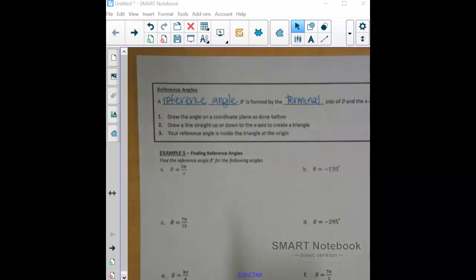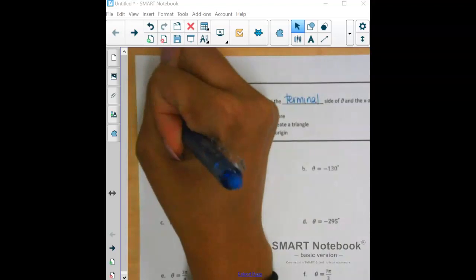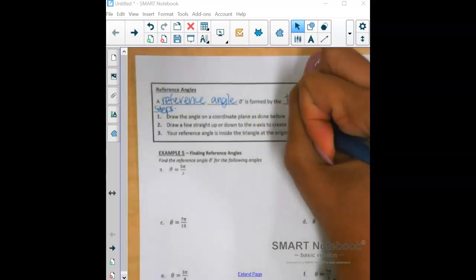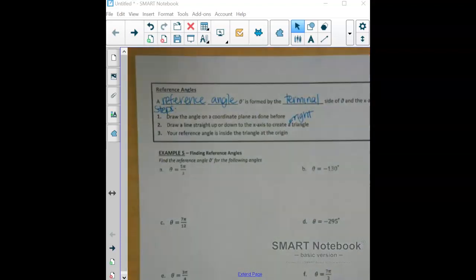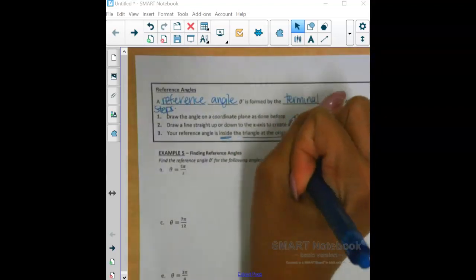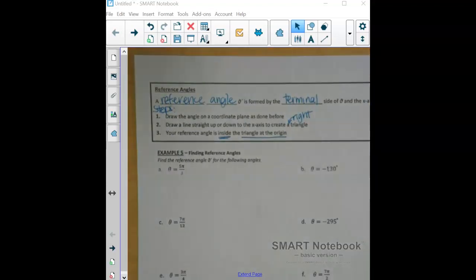So what we're going to do is figure out from the items below what your reference angles are. I want you to know a couple things before I actually do this. These numbers 1, 2, and 3 are your steps. The first thing you're going to do is draw out where your angle is on the coordinate plane, as you've done before. The next thing you're going to do is draw a straight line up or down to the x-axis to create a right triangle. And then the last thing is to notice that your reference angle will be on the inside of your triangle at the origin. So closest to the origin is where your reference angle is going to be.